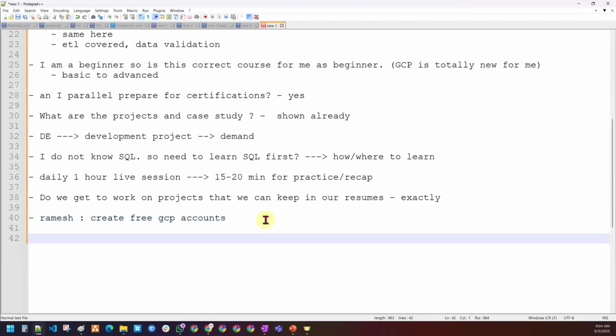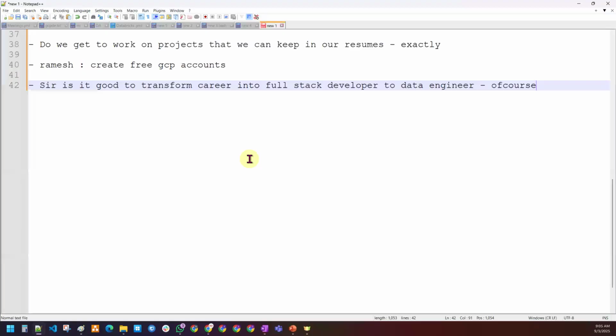Please tell me. Is it good to transform from a full stack application developer to a data engineer? Of course. Why not? If you have a zeal to become a data engineer, I'm going to tell you each and everything about GCP data engineering, guys. This course will for sure make you a GCP data engineer. The answer is yes here. Any other questions?